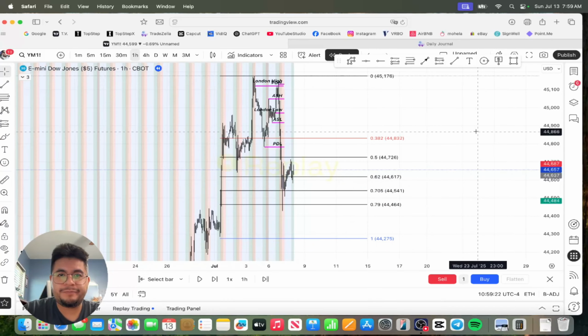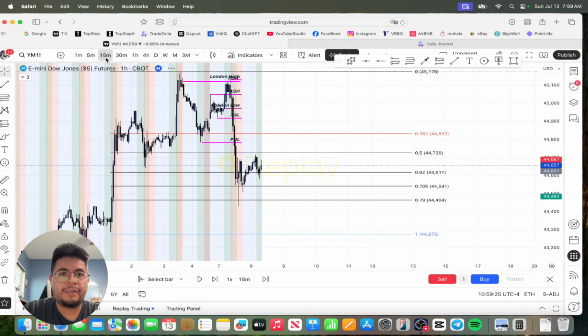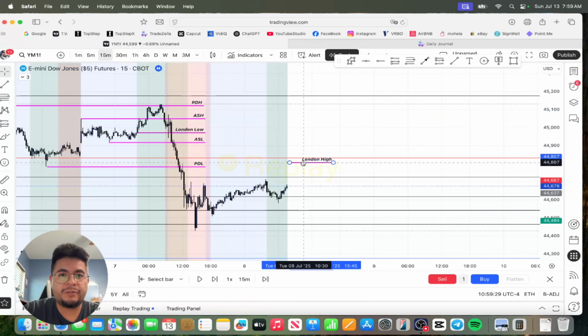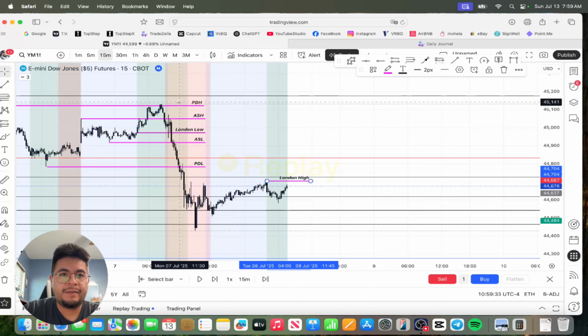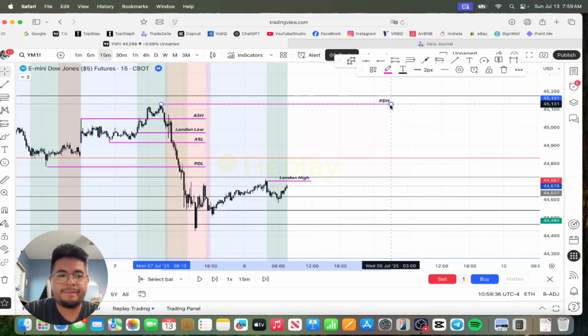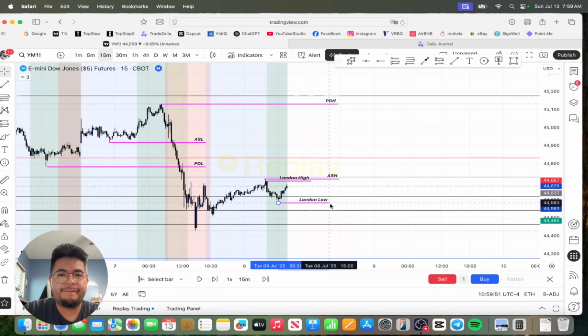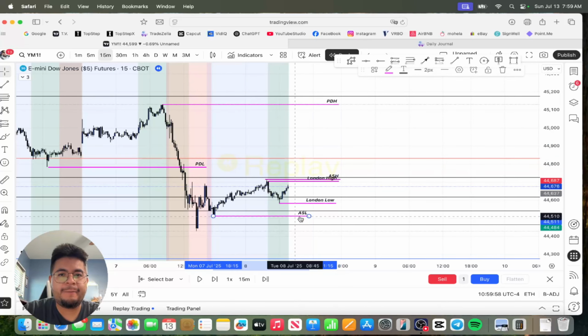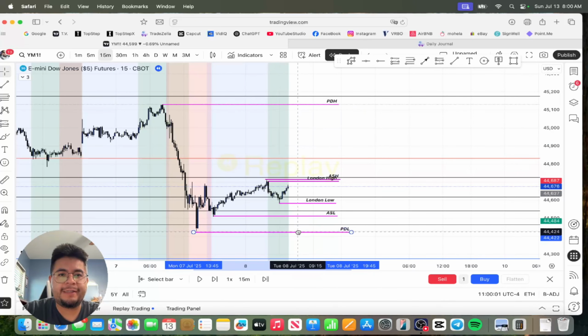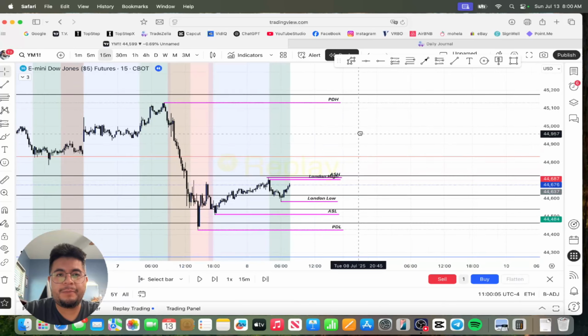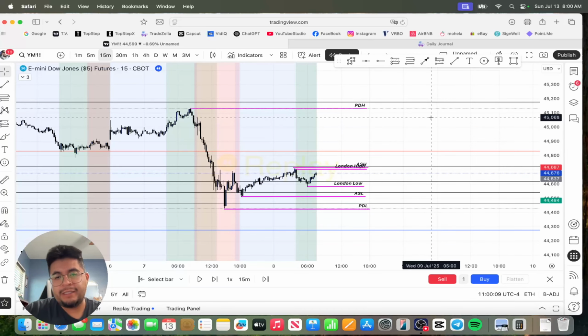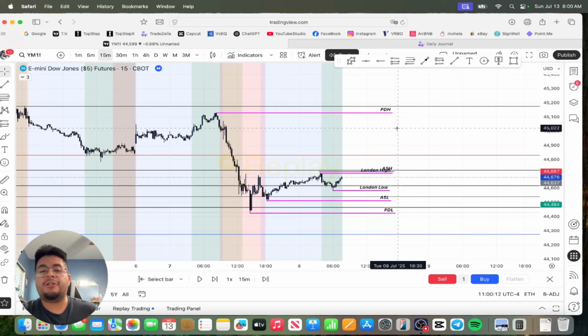Let's go ahead and just move our liquidity lines over. So London high as of right now is right there. Previous day high right there. Asian session high right above that London high. London low was created right there. Asian session low we can see is right there. And the previous day low is right there. Okay, so we see where there was buyers and sellers coming into the market, highs and lows, during which sessions they were created, right?